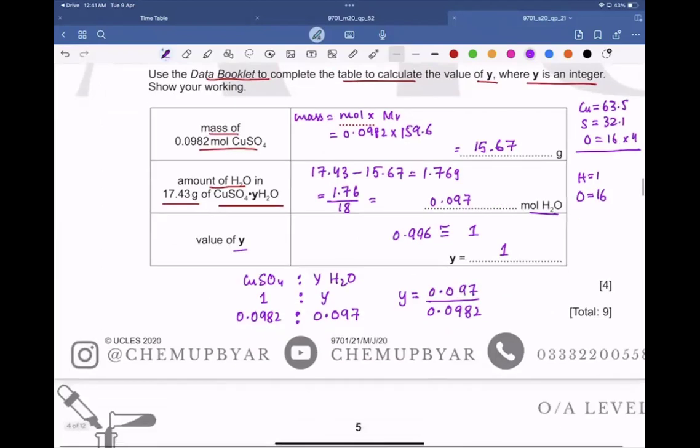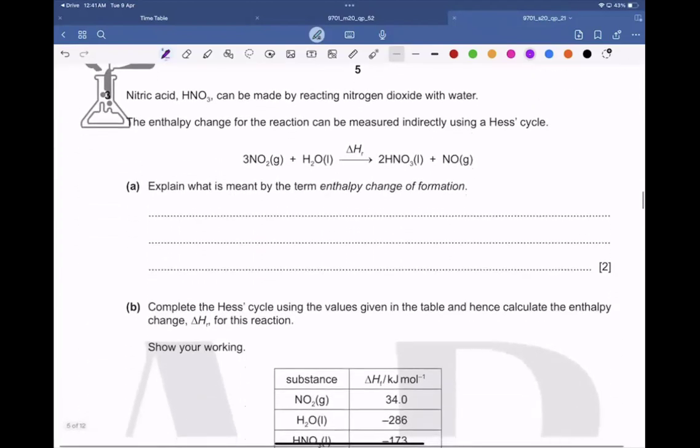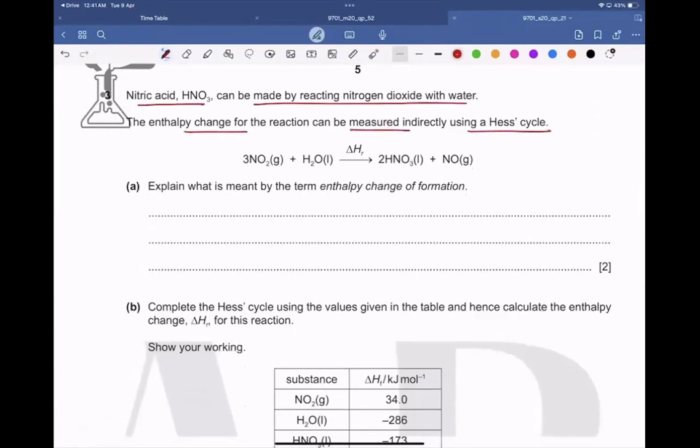Okay. Now, let's move to the next part. Next question, it's question number 3. Nitric acid HNO3 can be made by reacting nitrogen dioxide with water. The enthalpy change for the reaction can be measured indirectly using a Hess cycle. Explain what is meant by the term enthalpy change of formation.